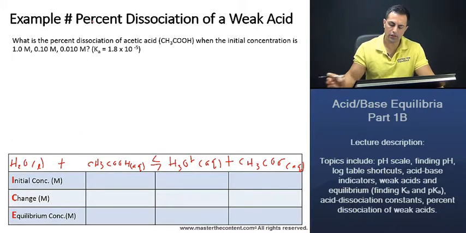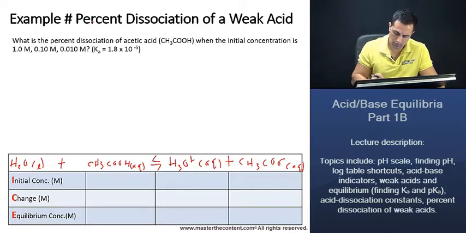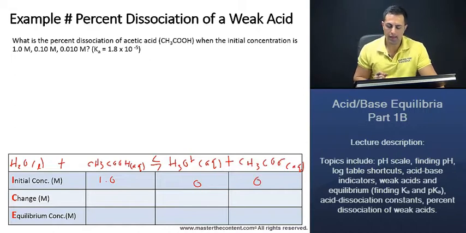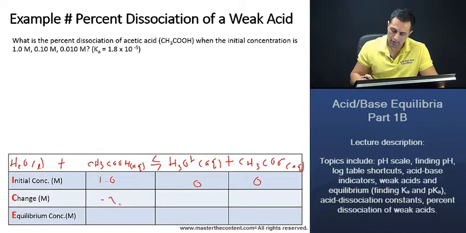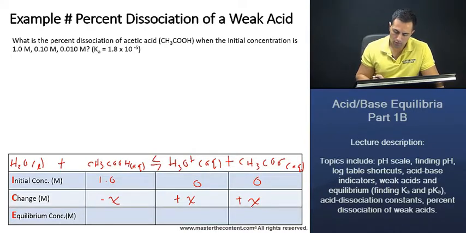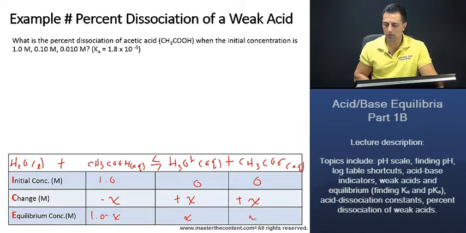Our initial concentration is given to us as just 1.0, and we can just go ahead and write that in as well. And then our change now is going to be the amount of the concentration that's going to dissociate, and we just always define that as x, and we're going to gain that here, right? And now the equilibrium concentration therefore becomes 1.0 minus x. This is just going to be x, and this is just going to be x as well. Great.